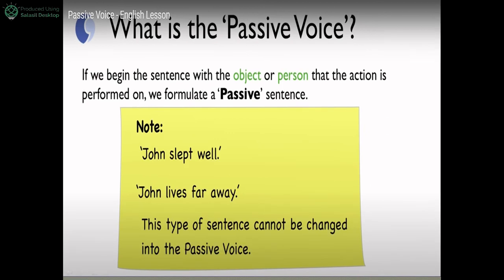Here we have some examples. John slept well. By the way, well is an adverb, not an object, so we can omit well and we have a full meaning sentence, which is John slept, and John lives far away. This type of sentence cannot be changed into the passive voice.